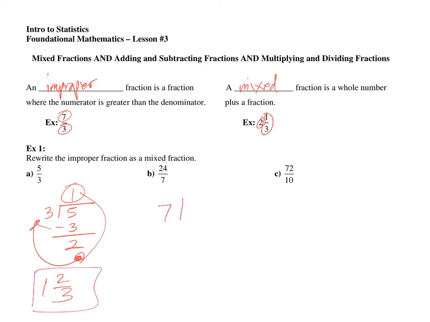How many times does 7 go into 24? Goes in there 3 times. 3 times 7 is 21. The difference is 3. So the mixed fraction is 3 and 3 sevenths.